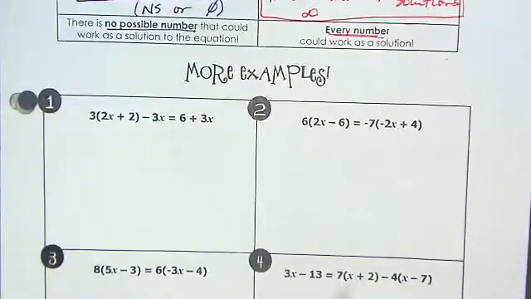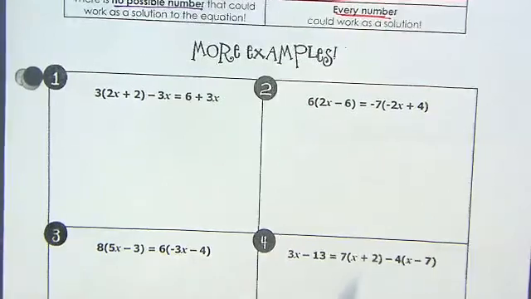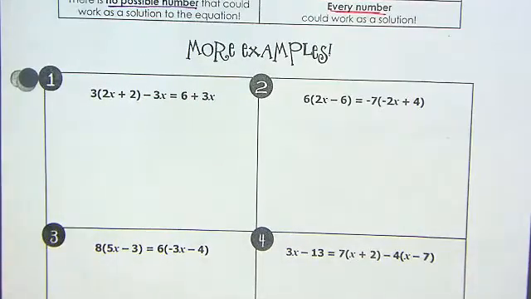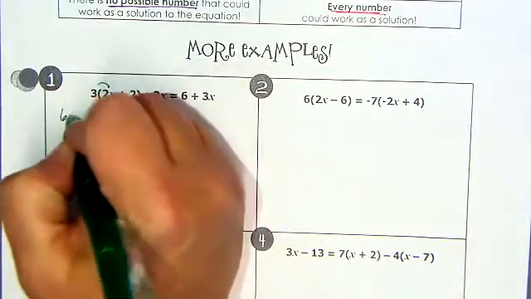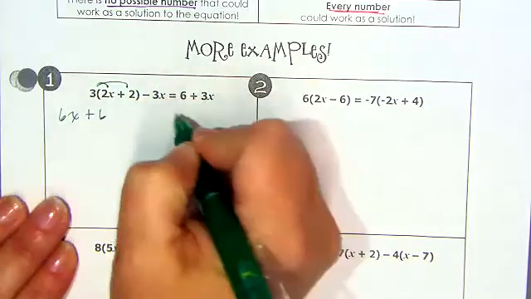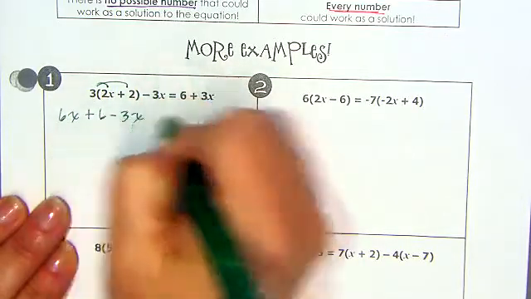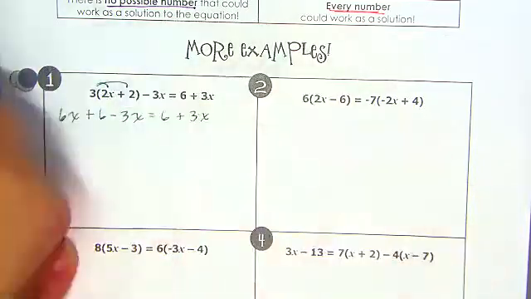All right, here we go. Let's work a couple of examples here. Looking at number 1, let's distribute and work through. So 3 times 2x, that's going to give me 6x. 3 times 2, so that's plus 6 minus 3x equals 6 plus 3x.